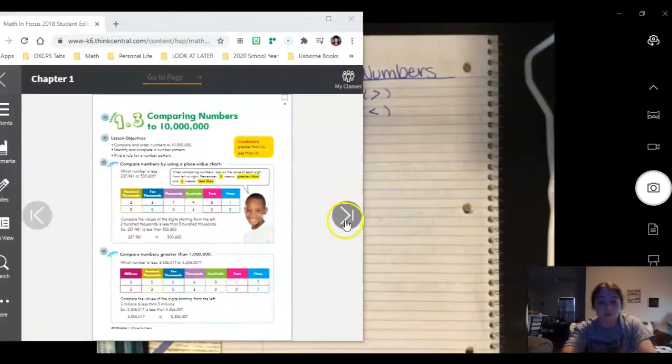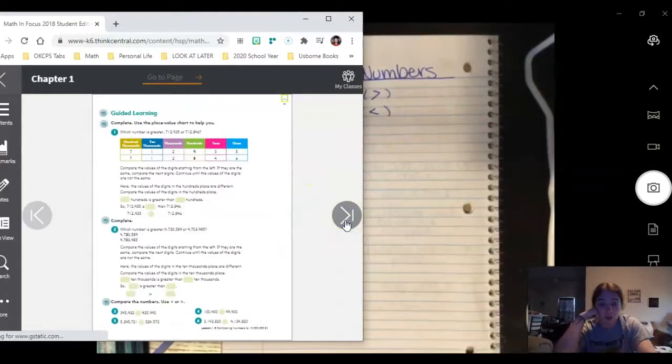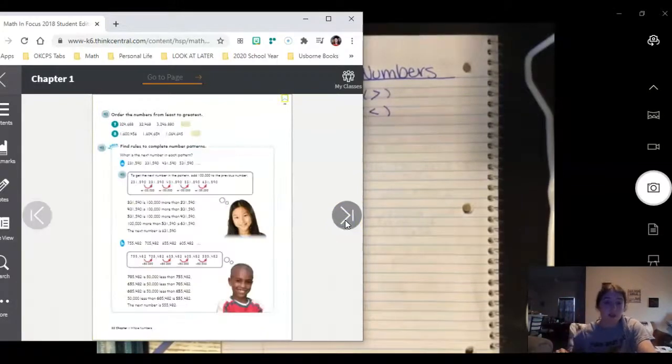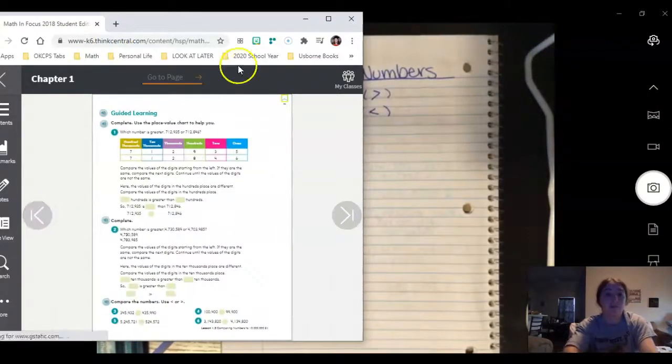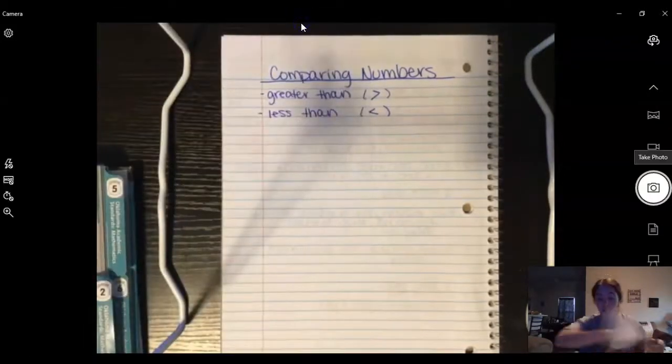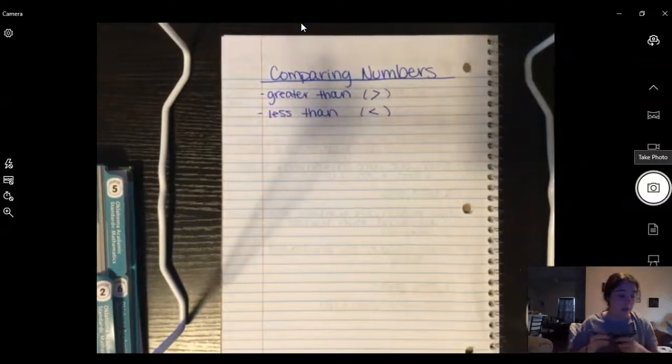So let's go on to something else. No, let's do a few problems first. So in our notebook, let's look at a couple numbers and compare them.